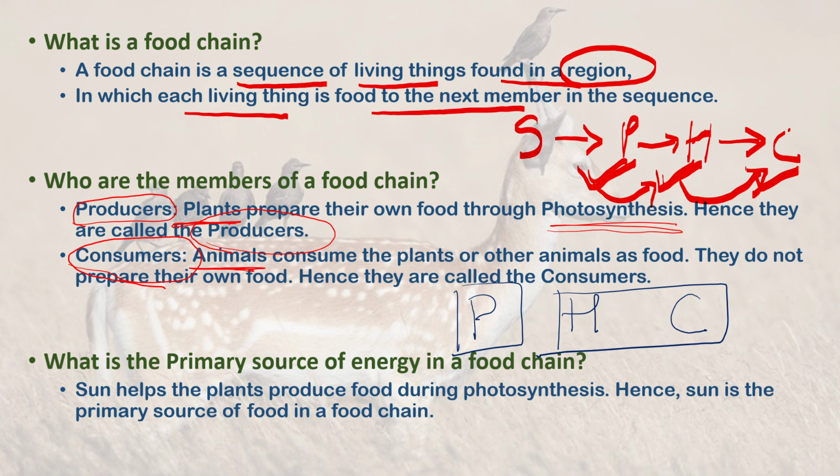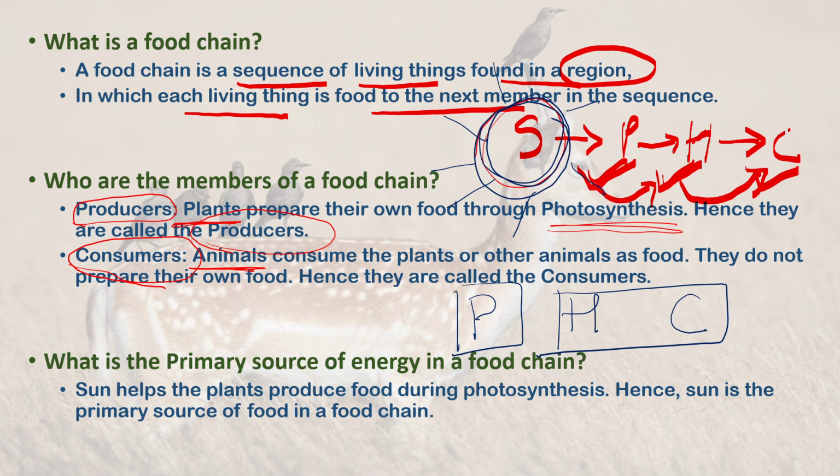Correct? Now, for the entire food chain to function, what was the first thing we saw in the diagram? It was a sun. Correct. So the sun has to give its energy to the plant in the first place to make its food. So when the plant makes its food, then only the other animals can eat it, and then the carnivores can eat these animals.